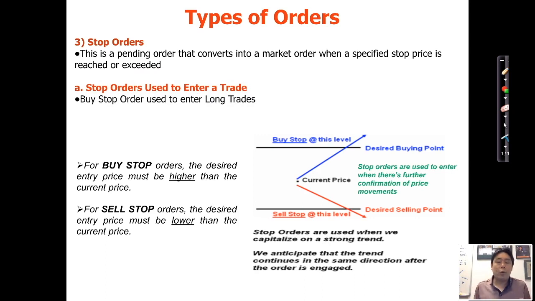So again, to reiterate what I said, the current price is here, for example. Buy stop orders are used when we want to buy higher than the current price to catch the trend as it goes up. So my desired buying point is above where the price is right now. Stop orders are used to enter when there's further confirmation of the price movement in my favor. So again, for buy stop orders, the desired entry price must be higher than the current price.